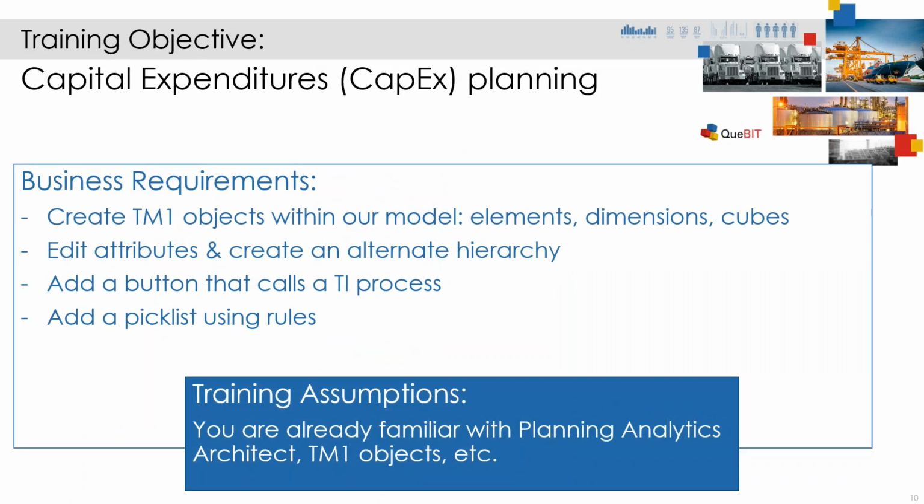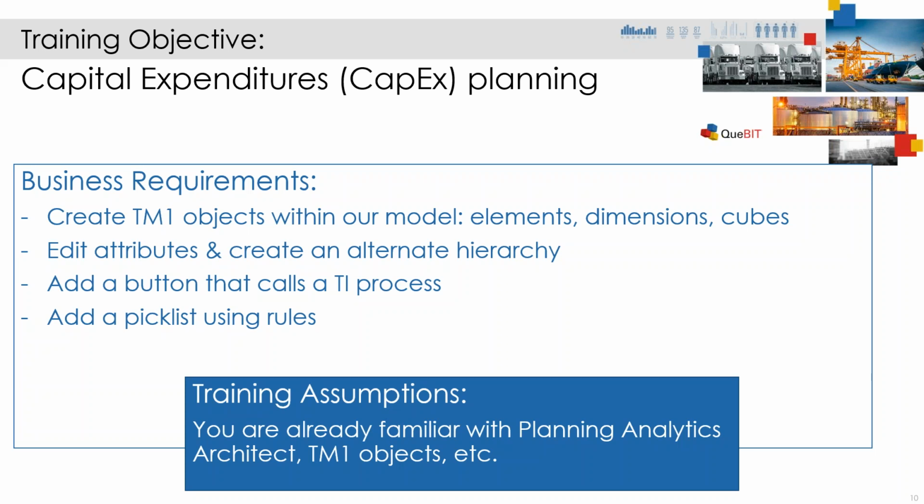We also wanted to give you a real life business scenario to go through this training with. And for that, we're going to be focusing on our capital expenditures planning model that we've built out. We will continue using the dashboard that we built in our first class. And for this class, our business requirements will be that we need to create some TM1 objects, and then we're going to edit some attributes.